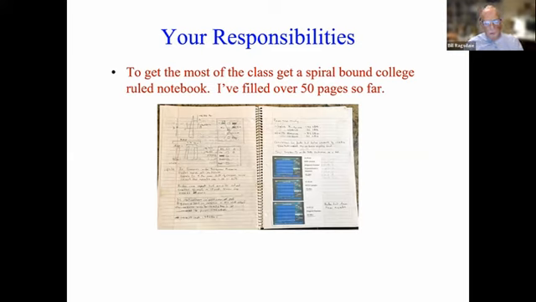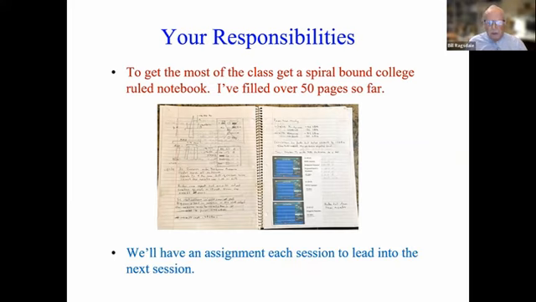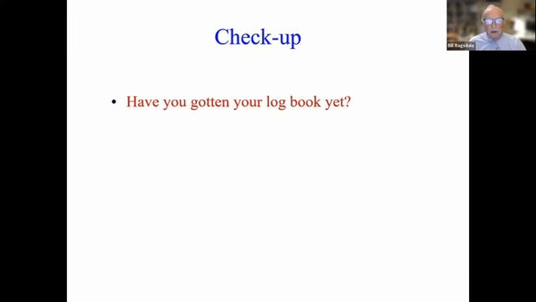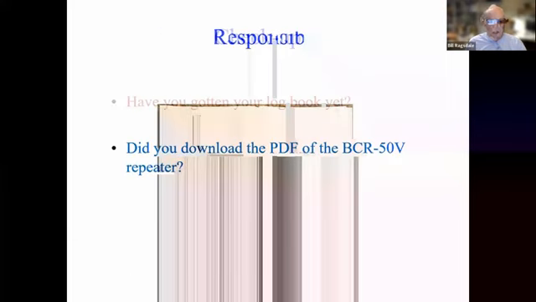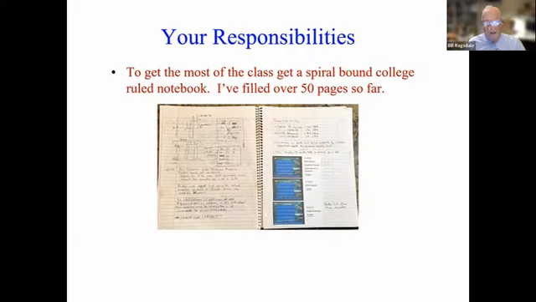As you can see here on my notebook, I've filled about 50 pages so far over the last couple of years. There's hand diagrams on the left, a lot of notes, and then the blue squares in the center are photographs of a service monitor for actual measurements. And we have an assignment for each session, which leads into the next sessions. Your assignment for this session was to get that logbook. I hope you've done it. And also that you downloaded the PDF of the BCR 50V repeater. This is the repeater we're currently using on our site.